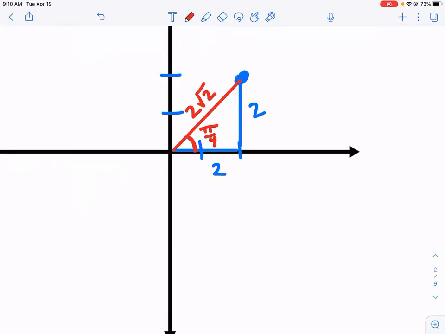What if they're not unit circle values? What if they're 1 and 7? You know the answer to this question. If I'm trying to find this angle right here and I have this adjacent side and this opposite side, we could use tangent. Tangent would help us out a lot.